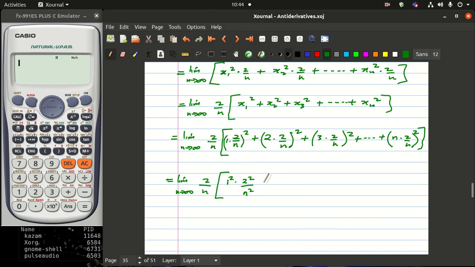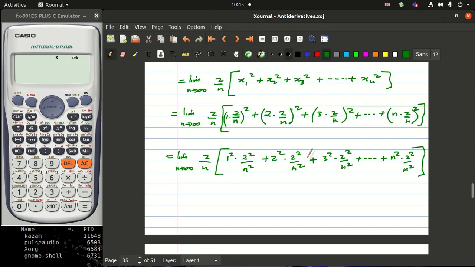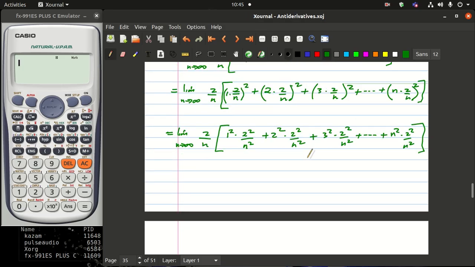The next thing here, we'll end up having 2 squared times 2 squared over n squared plus 3 squared times 2 squared over n squared plus blah blah blah plus n squared times 2 squared over n squared. So that is also something that we're actually getting out of this. What did I do here? Okay, I think we're still good to go.